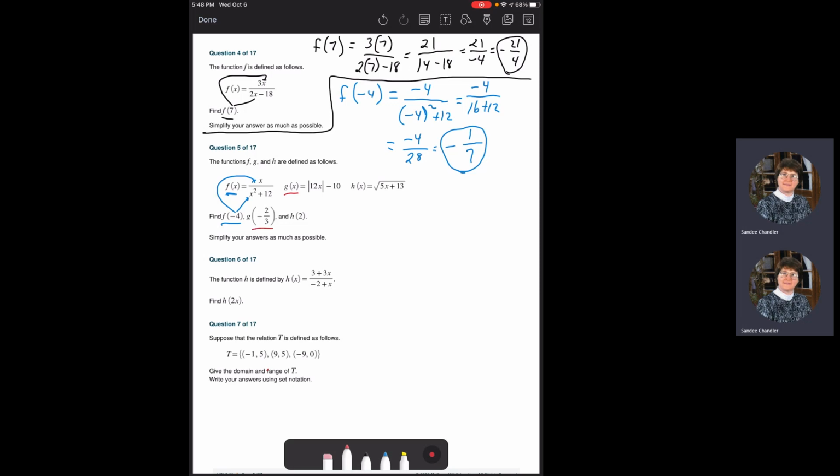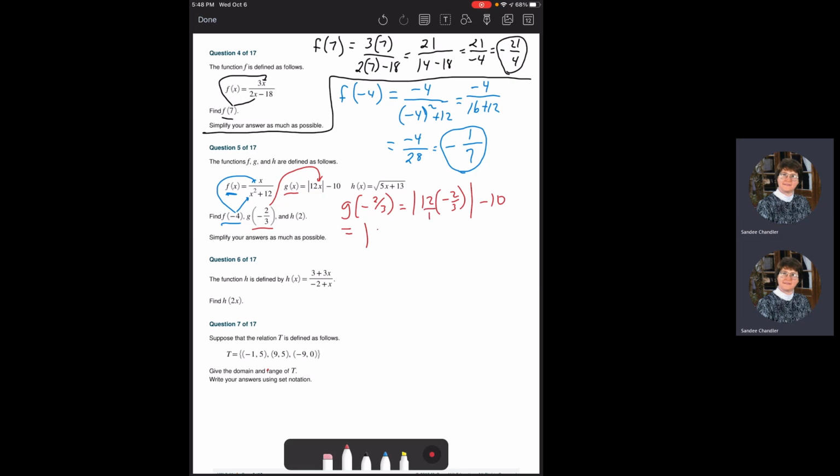Anyways, here we go. G of negative 2/3. So we're going to take that negative 2/3 and put it in for x. We're going to do this right here. G of negative 2/3 equals absolute value of 12 times the negative 2/3, close the absolute value, minus 10. All right. So that's going to be the absolute value.